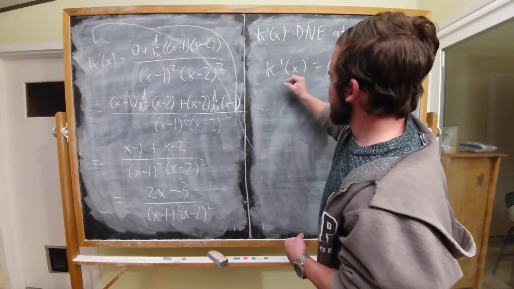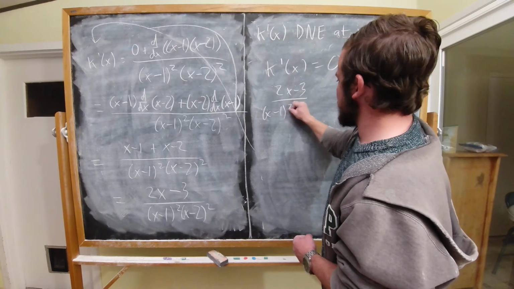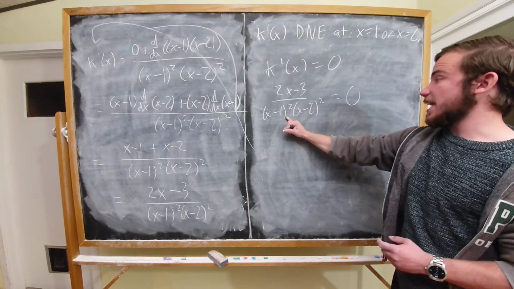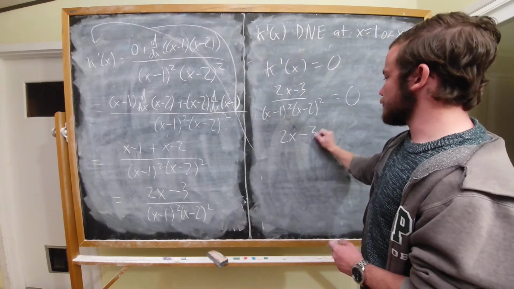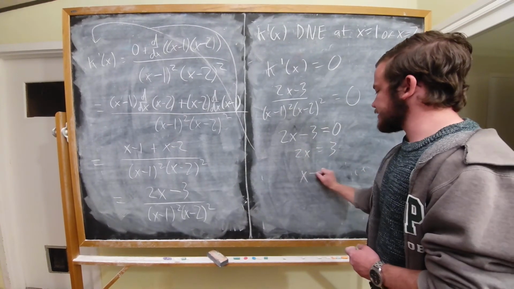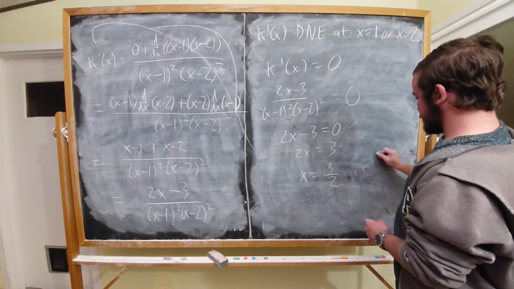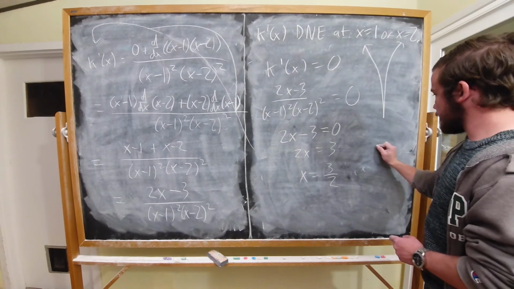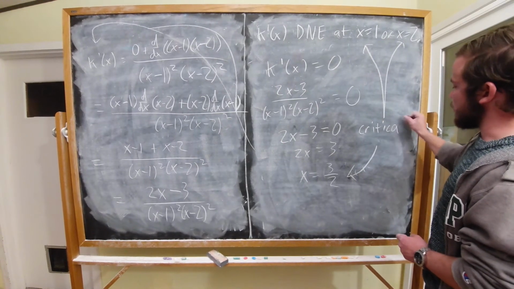Let's solve it. 2x minus 3 over x minus 1 squared times x minus 2 squared equals 0. Multiplying both sides by x minus 1 squared times x minus 2 squared gives us that 2x minus 3 equals 0. 2x equals 3. X is equal to 3 halves. So all of these are going to be our critical numbers.